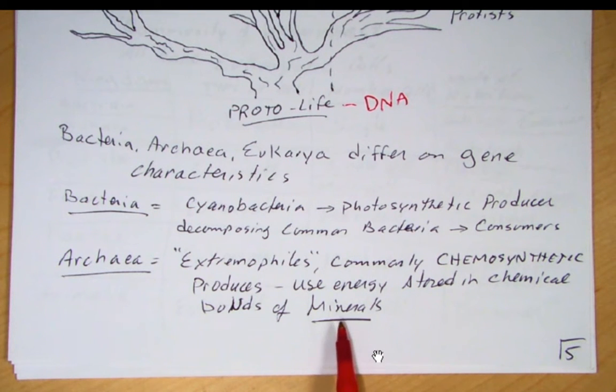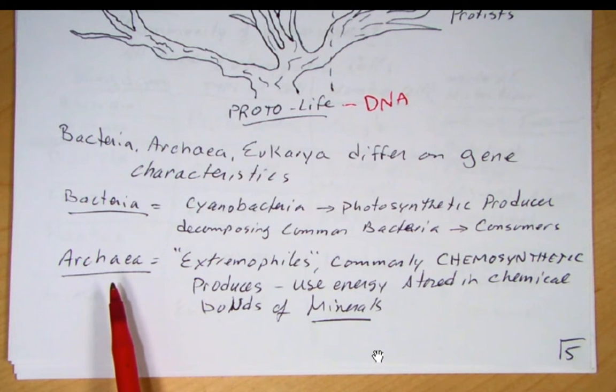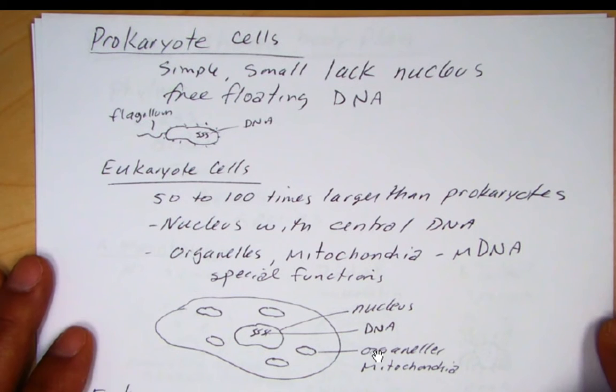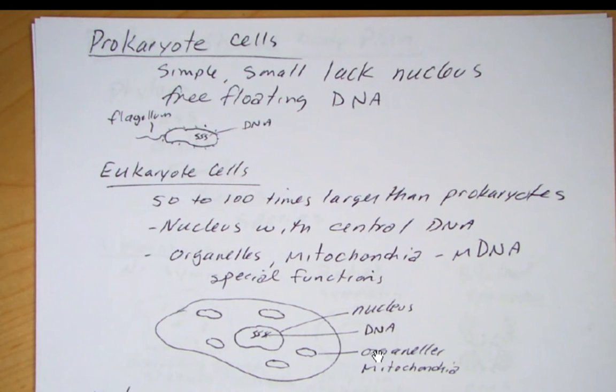Some scientists think that these may have been some of the first forms of life on Earth. And if we go back to our prokaryote cells, they're simple, they're small, they lack a nucleus. They do have DNA, right? But the DNA is free-floating within the cell.